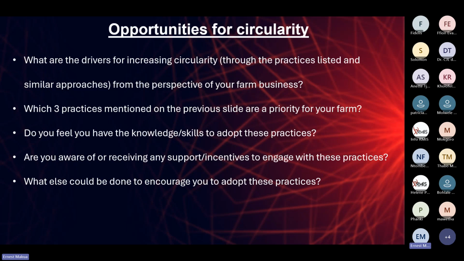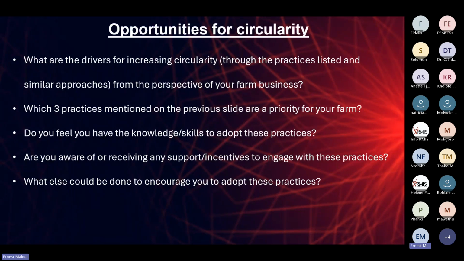And we also have to ask them which 3 practices mentioned from the questionnaires that we had on the previous slide are priority for your farm. They have to choose which ones are priority for the farms and tell us why they're choosing that specific method. And the other question that we have to ask them is, do you feel you have the knowledge or the skill to adopt these practices? And if some of them don't have the knowledge, then it will be our prerogative, or we will take upon ourselves, to ensure that we educate the farmers on how to implement the circularity system on their farms so that they can start benefiting from the system itself.